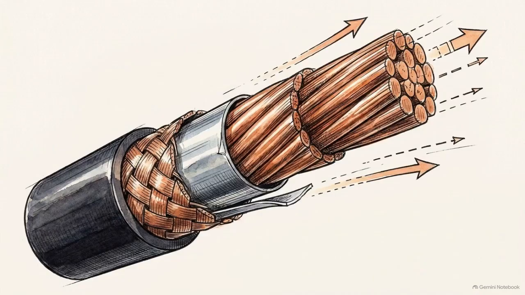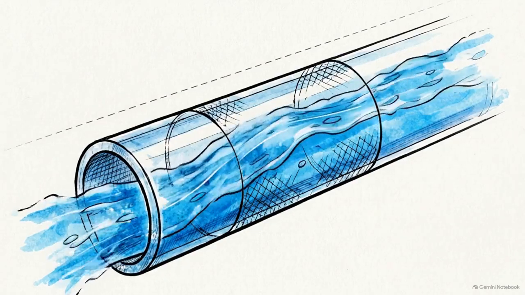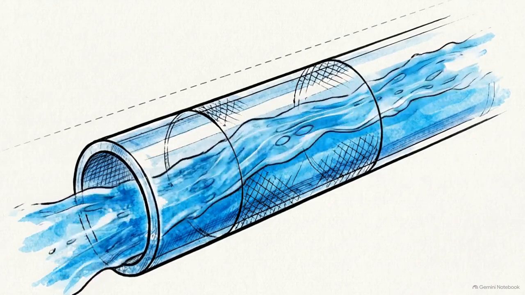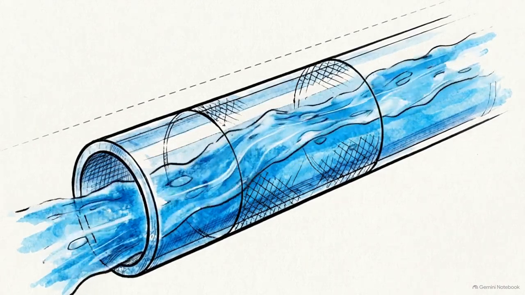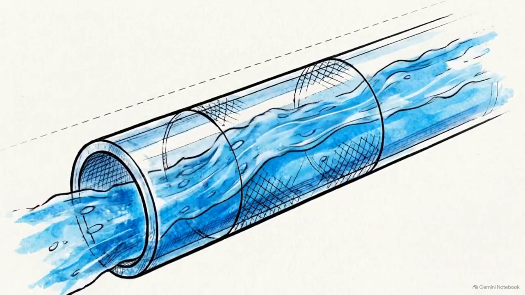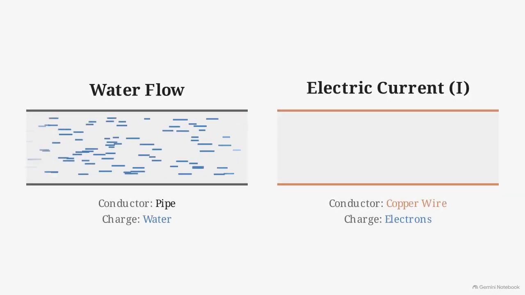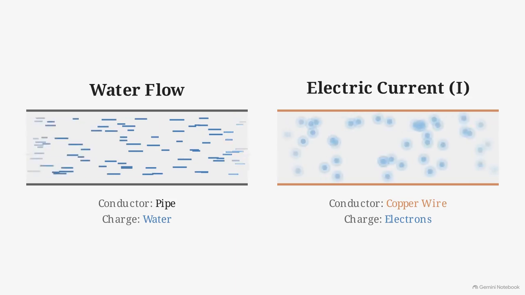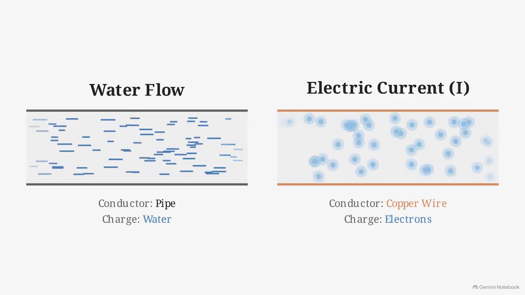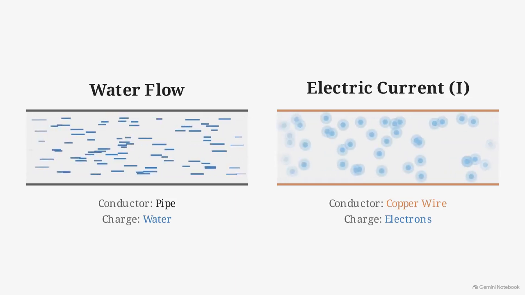At its core, electric current is simply the flow of electric charge through a conductor. To visualize this, look at this generated video showing water smoothly flowing through a clear pipe. Think of your electrical wire as this pipe. In this diagram, you can see the direct comparison. On the left, water travels down the pipe. On the right, spherical particles representing electric charges, or electrons, travel through a solid copper wire.